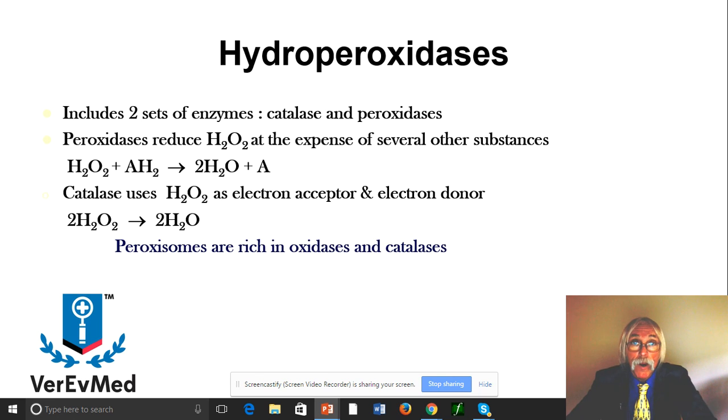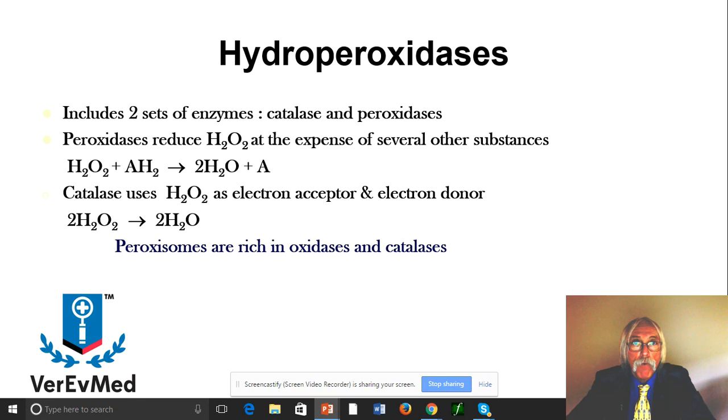Now, where do you find some of these reactions? Well, notice the word peroxidase. That means that you have one substrate that's going to be involved in the reduction or oxidation, and the other substrate is going to be involved in interacting with hydrogen peroxide. And usually water will be one of the products. The reactions that come to mind are those involved in fatty acid metabolism in the peroxisome.